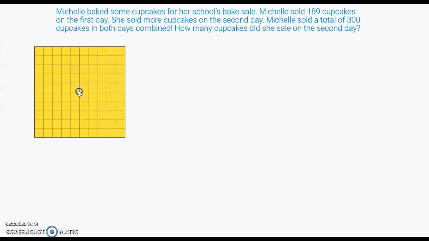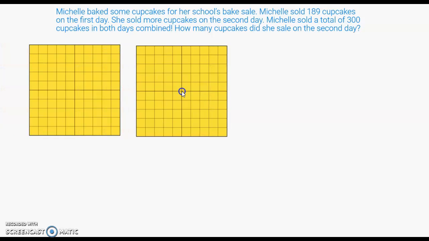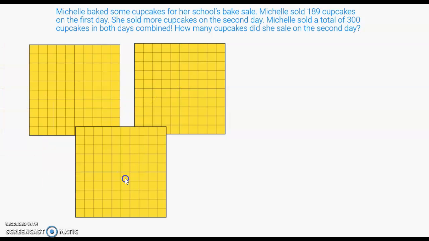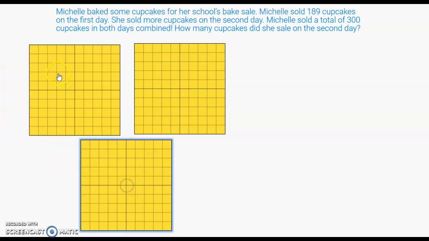All right, so we're going to start this off by bringing out 3 of the 100 blocks. This represents the 300 cupcakes that she sold in total. Now, I'm going to go over here and we're going to write our number sentence. So, 300.